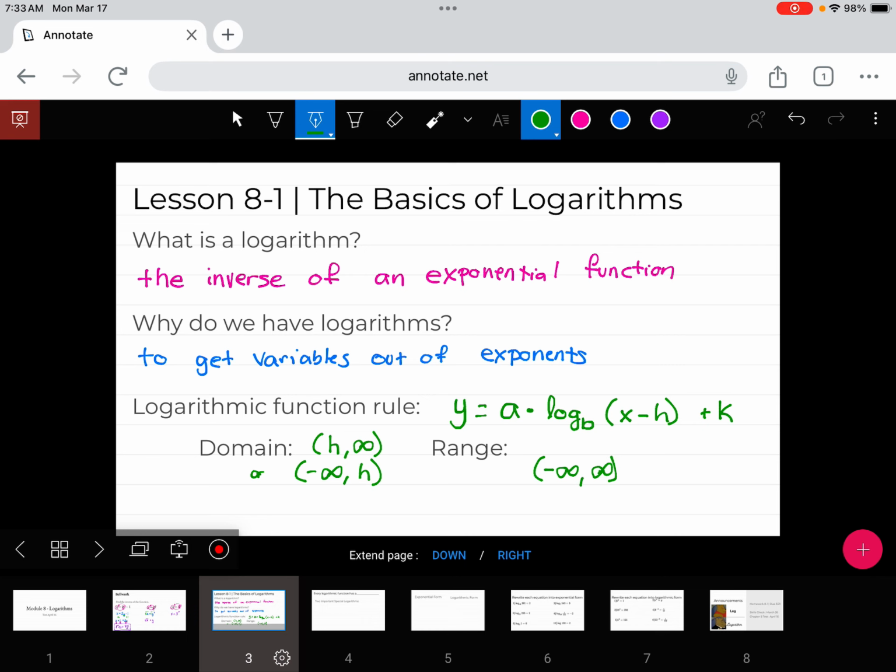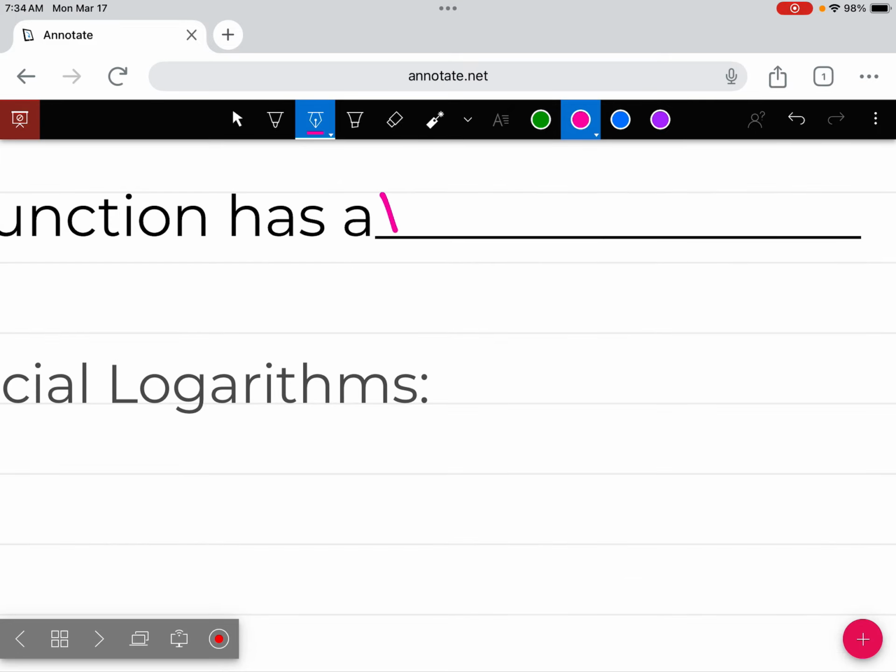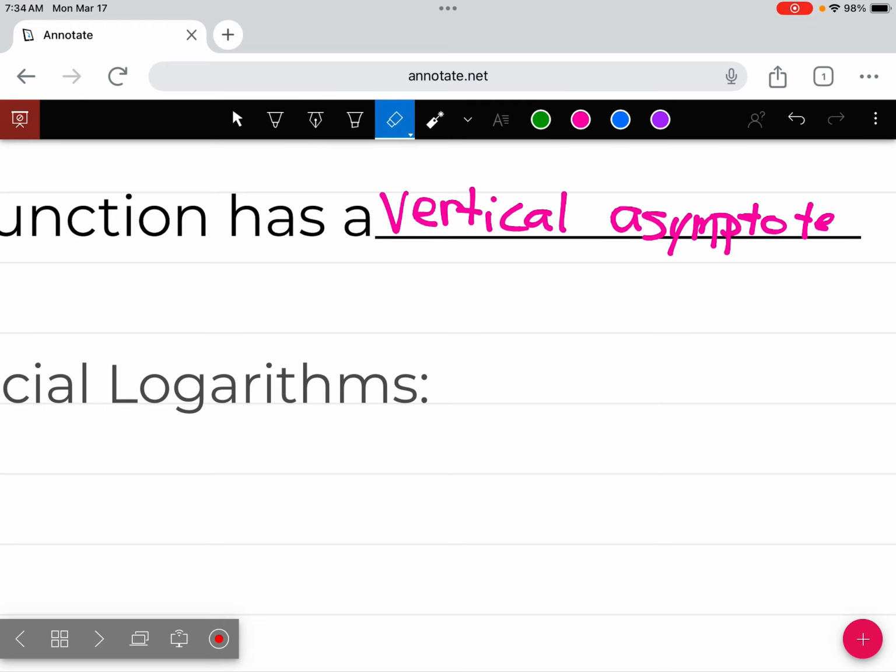So our next piece is that every single logarithmic function is going to have a vertical asymptote. Our exponential functions had a horizontal asymptote. Every logarithmic function has a vertical asymptote. It's just going to have one.